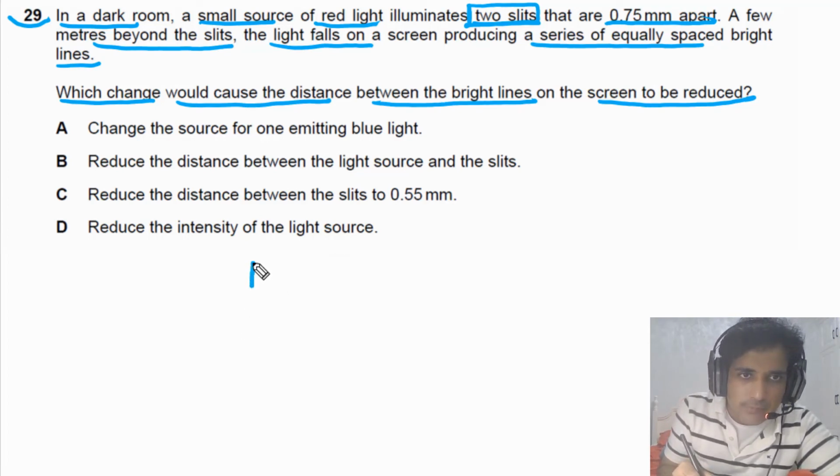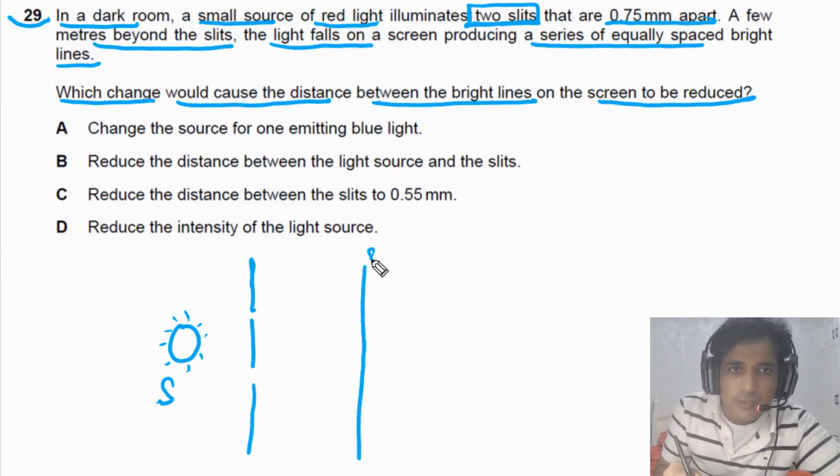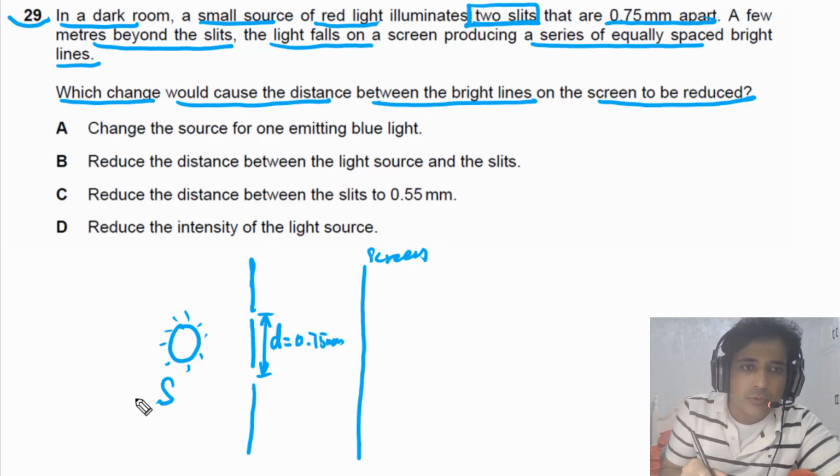In this case, we have slits, so we can simply draw them here. We have two slits, and the source of light, we can imagine is here. This one is the source of light, we can say this is S, and the screen is placed here. It is given to us that the distance between slits and screen is a few meters. But the distance between these two slits is given. We can say that distance is equal to d. Let's say this distance is small, and this is equal to 0.75 mm. This is a source of red light, so we can also say this is red light.